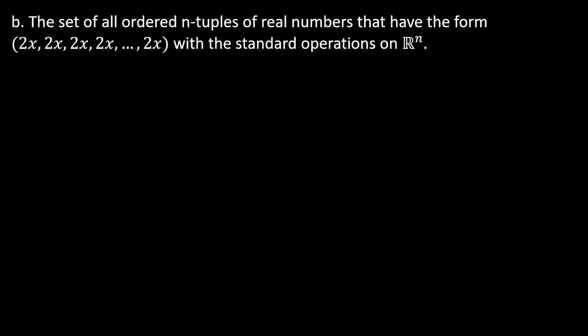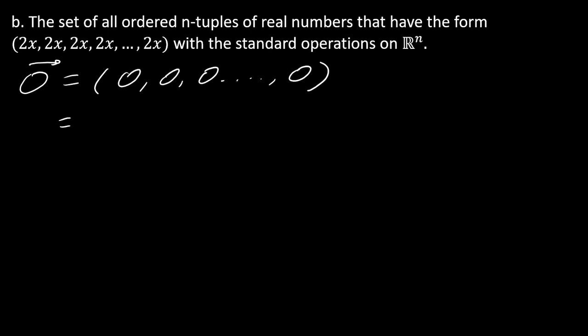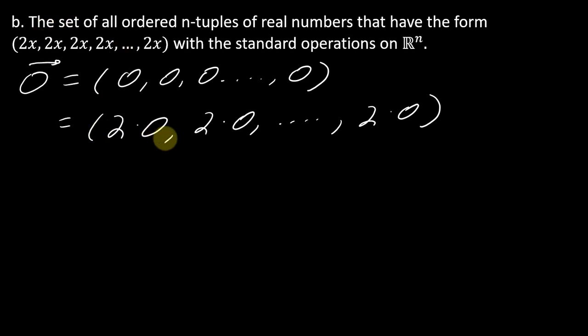Up next, I need to define what the 0 vector is. In this case, my 0 vector is just going to be actual zeros. This is totally fine. It doesn't violate the form because you can rewrite this as 2 times 0. It still fits the form, it just ends up equaling 0. So we have a 0 vector. It's still in Rn. Since n is allowed to be anything we want, as long as I can multiply that by 2, we're good to go.